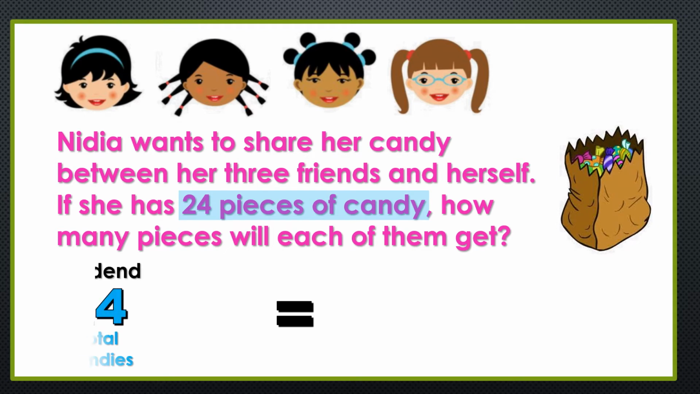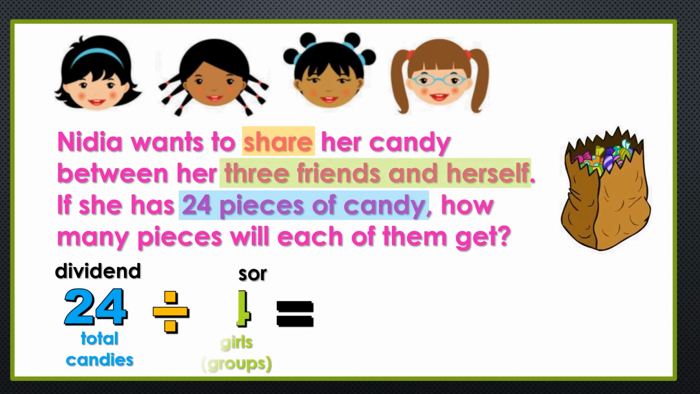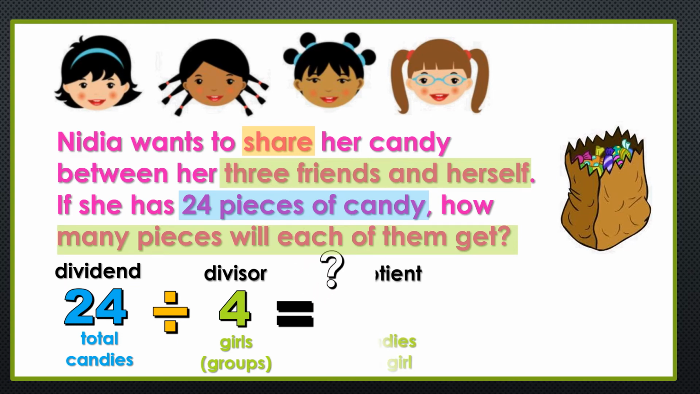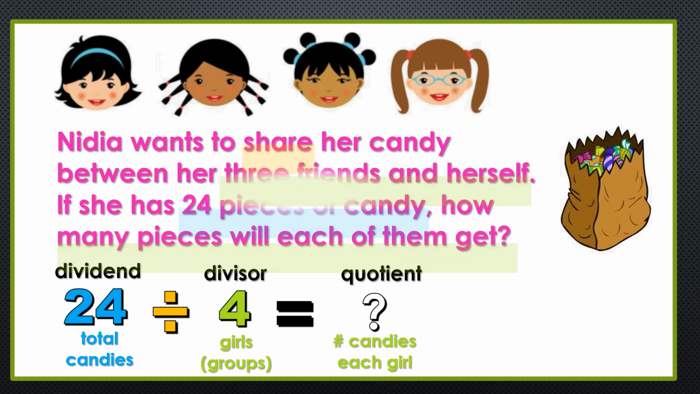So if we take the 24 pieces of candy, which is our dividend, and we share them equally between the 4 girls or the 4 people, we want to know how many pieces of candy will each of them get, which would be our quotient. So again, we're starting with the total. We're breaking up the total into groups, and we want to know how many objects will be in each group.